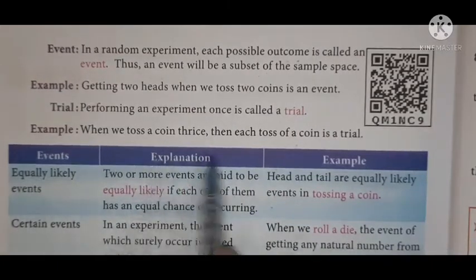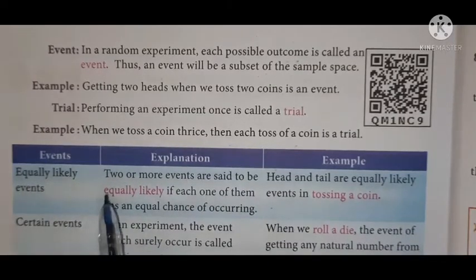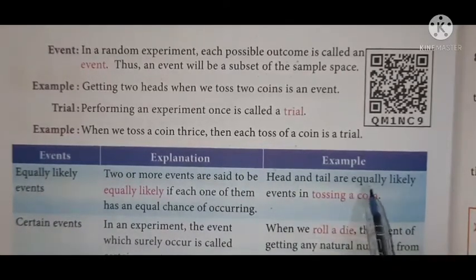Equally likely events. 2 or more events are said to be equally likely if each one of them has an equal chance of occurring. Example: head and tail are equally likely events in tossing a coin.